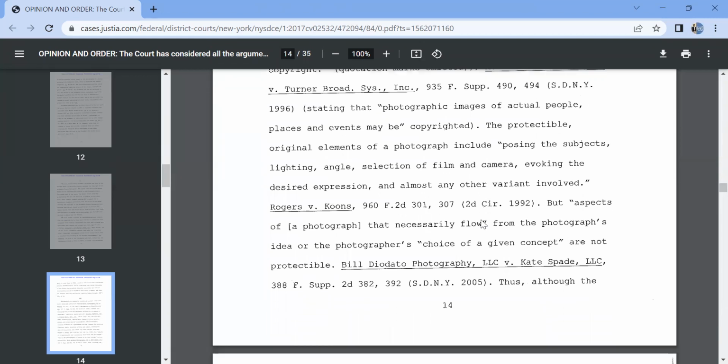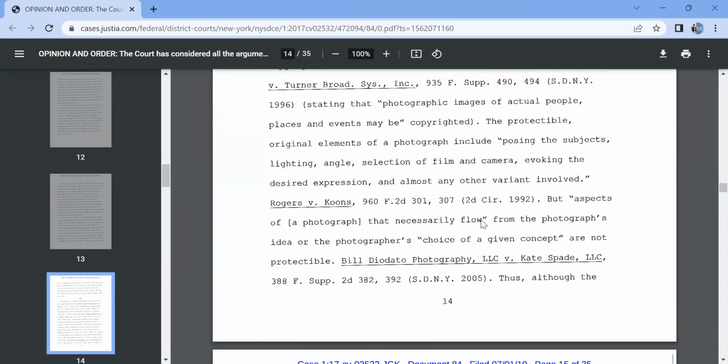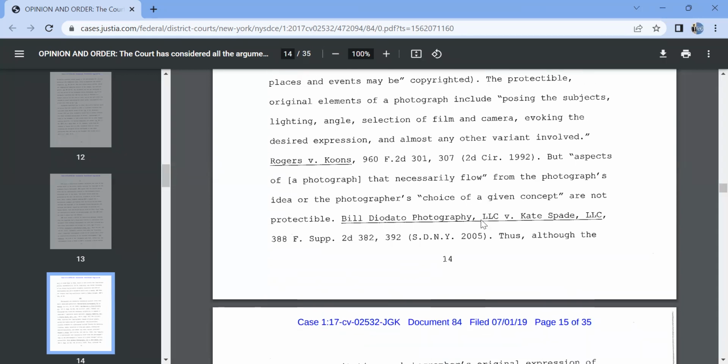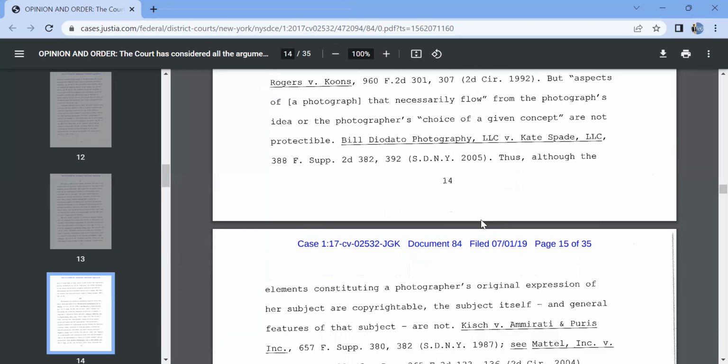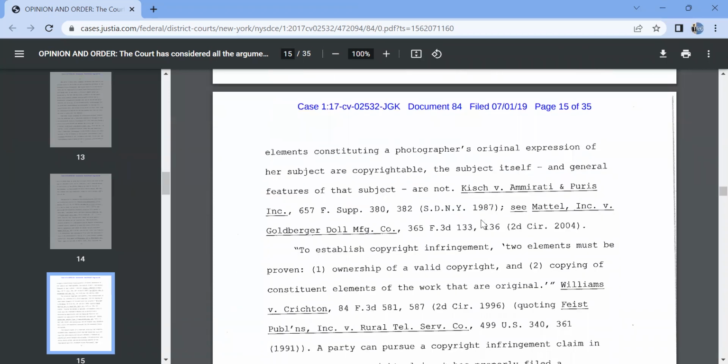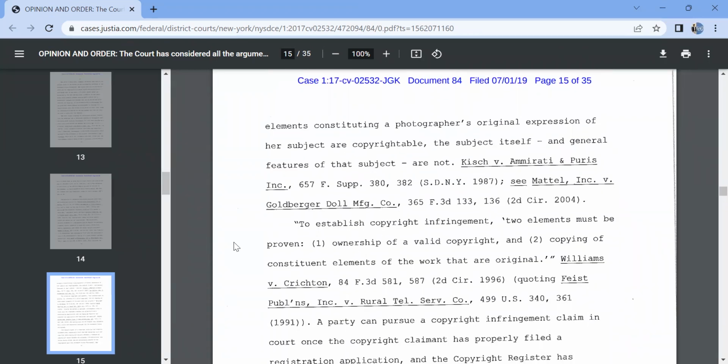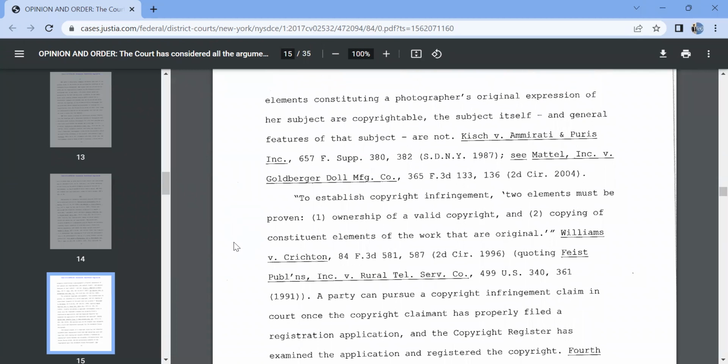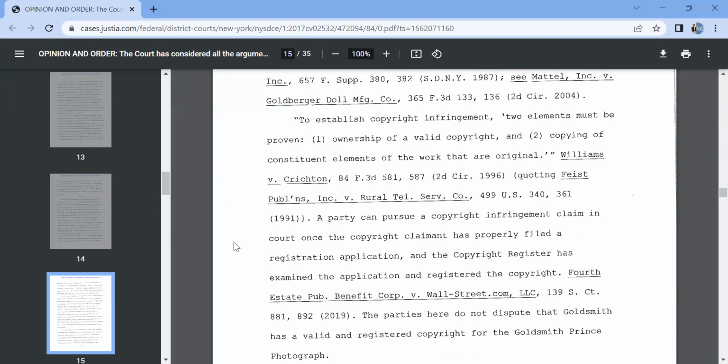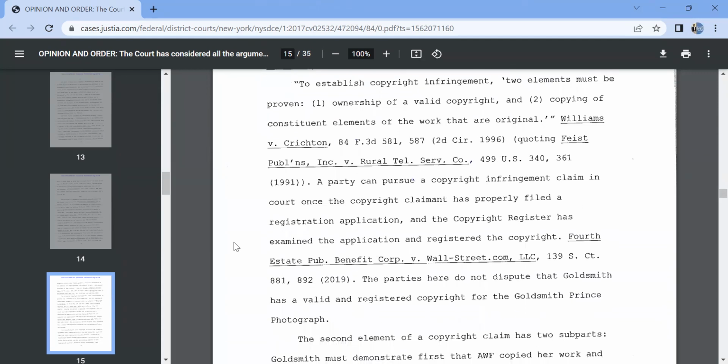The protectable original elements of a photograph include posing the subject, lighting, angle, selection of film or camera, evoking the desired expression, and almost all the variants involved. But the aspects of a photograph that do not necessarily follow from the photographer's idea or choice of a given concept are not protectable. Thus, although the elements constituting a photographer's original expression of a subject are copyrightable, the subject itself and general features of that subject are not. To establish copyright infringement, two elements must be proven.